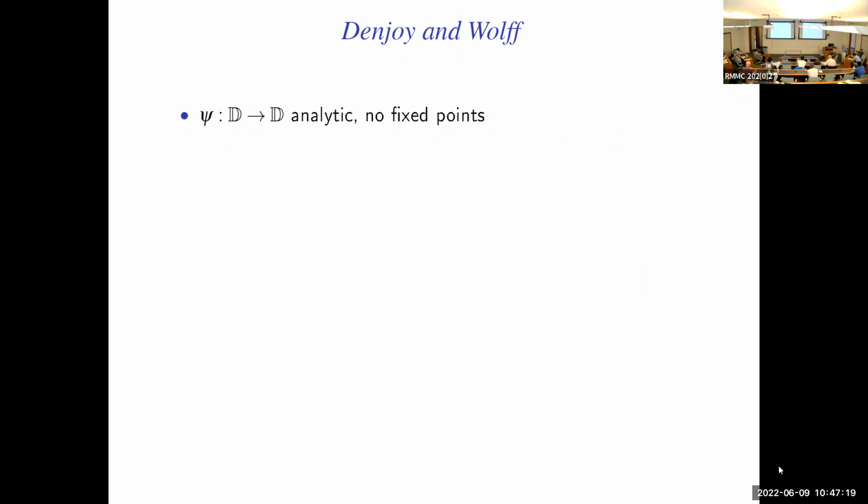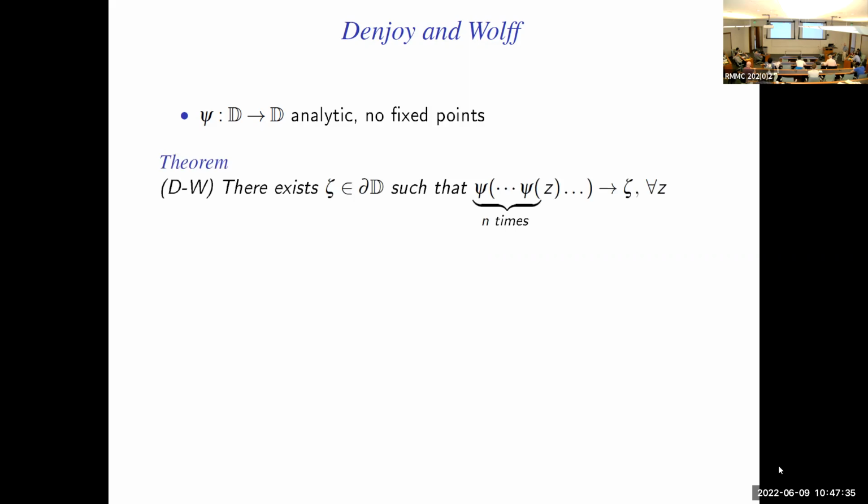So Denjoy and Wolff consider the function psi, which is analytic from the disk to itself now, rather than the upper half plane. It's analytic and it has no fixed points, no true fixed points. It doesn't fix any point inside the unit disk. And here's the theorem. It's missing a hypothesis, unfortunately, but this function psi should not be the identity function. Oh no, actually, it could be the identity function. Just the identity function doesn't satisfy the hypothesis.